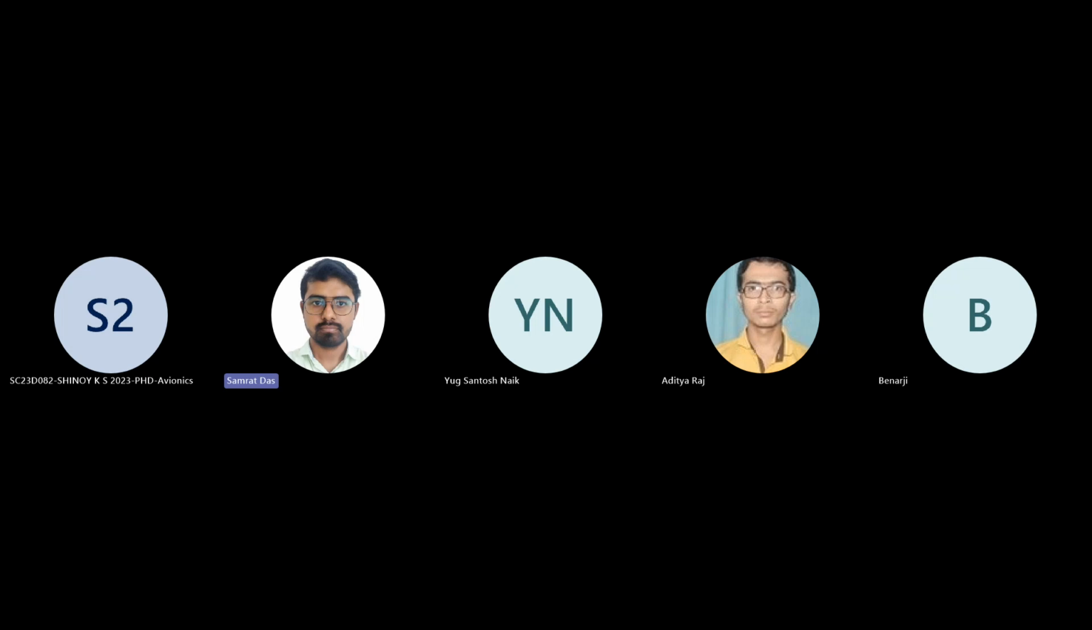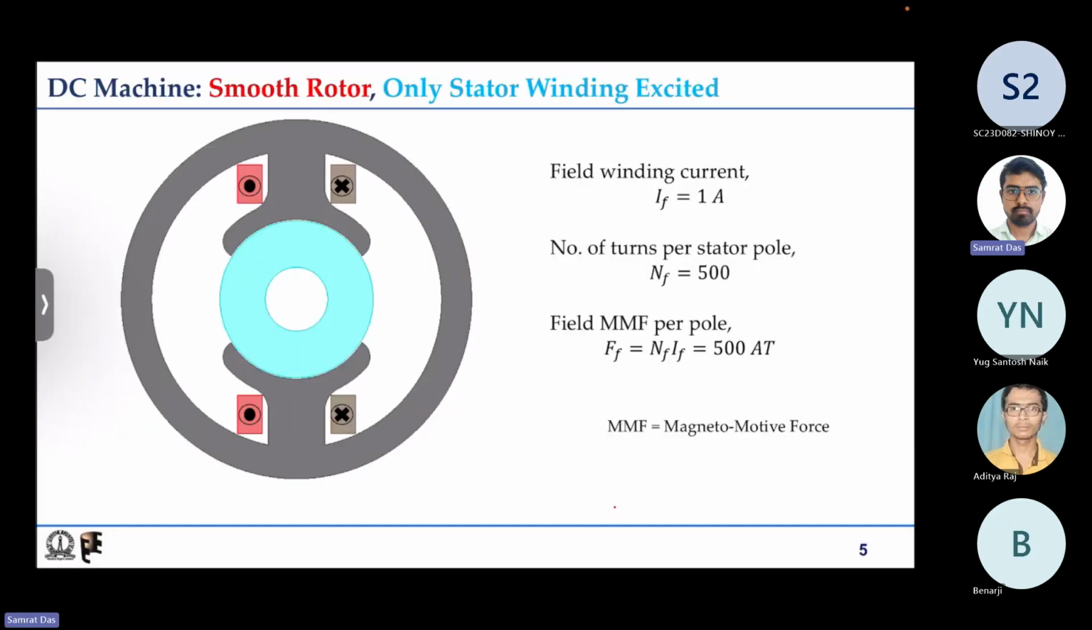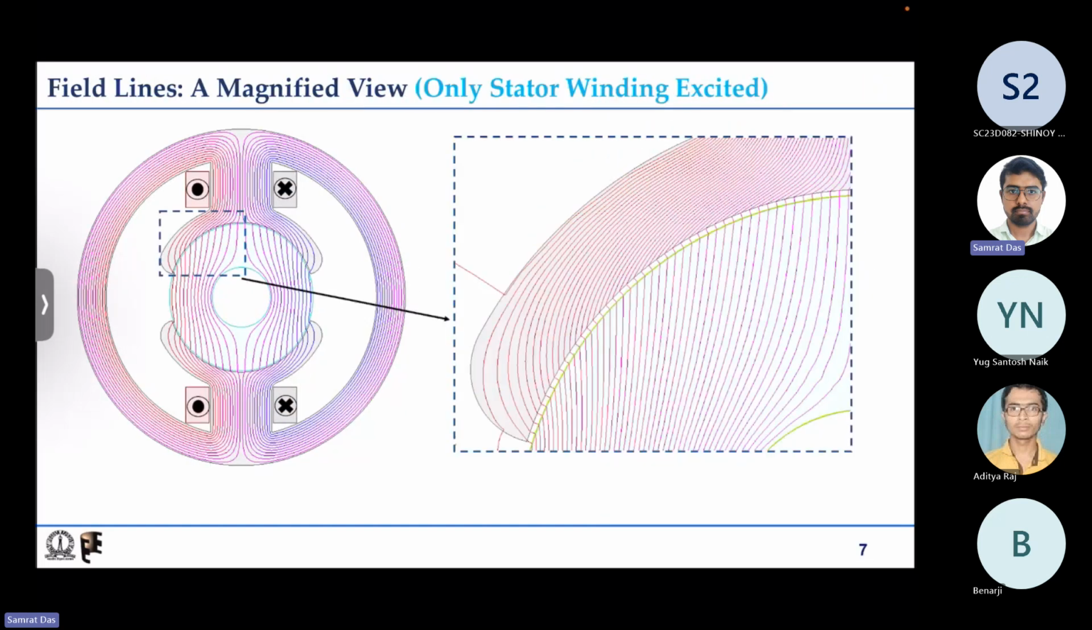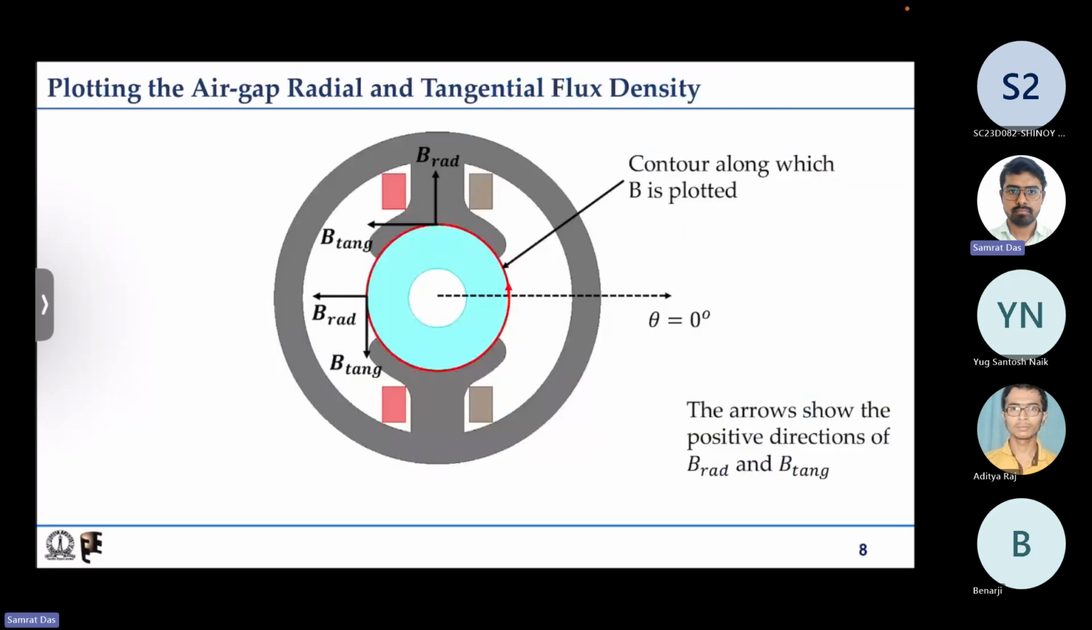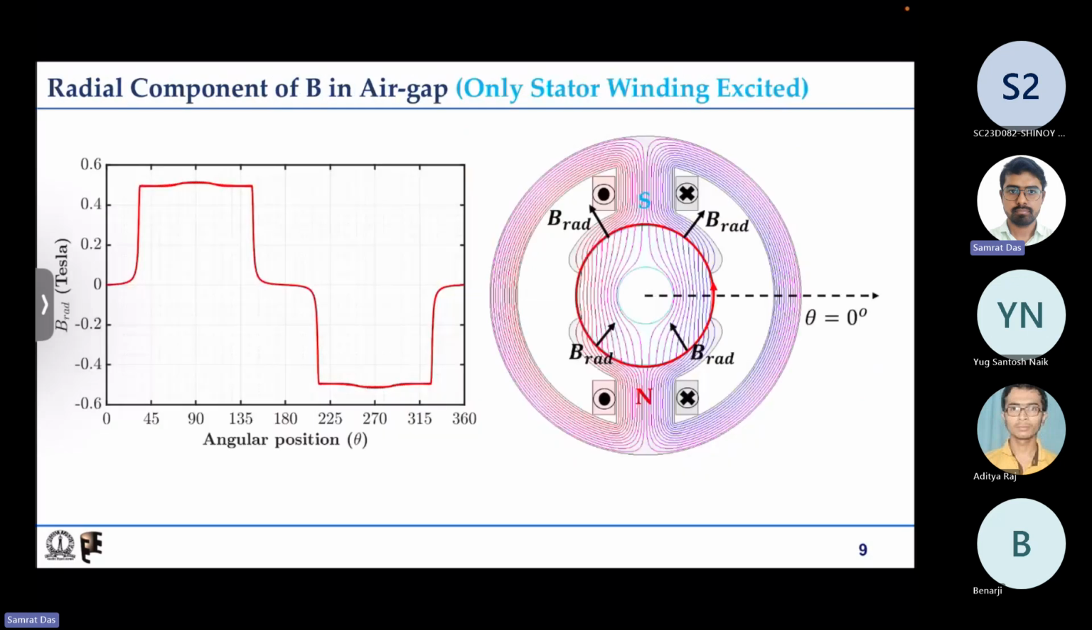Okay, so let us get started. So we have discussed magnetic field distribution for DC machine. First we started with a smooth rotor and saw the effect of only stator winding being excited. So we saw the radial flux lines in the air gap. We also understood the cause behind it. Then we started looking at the radial flux density distribution and tangential flux density distribution along the air gap.